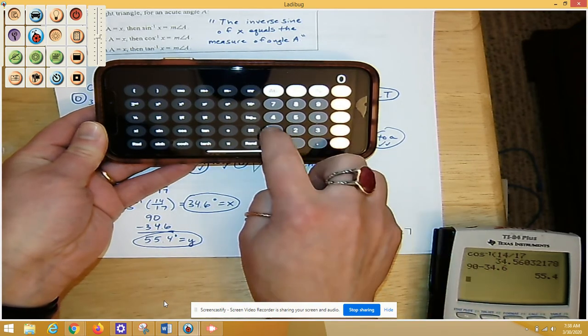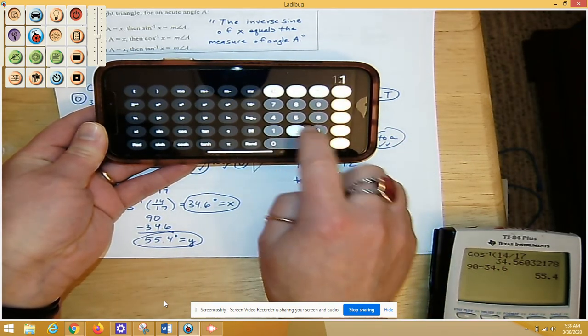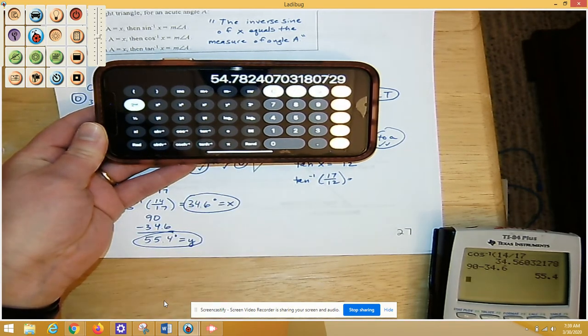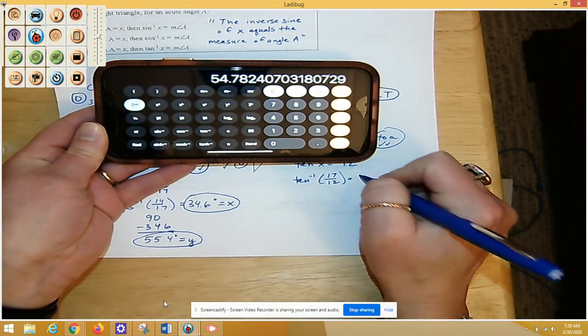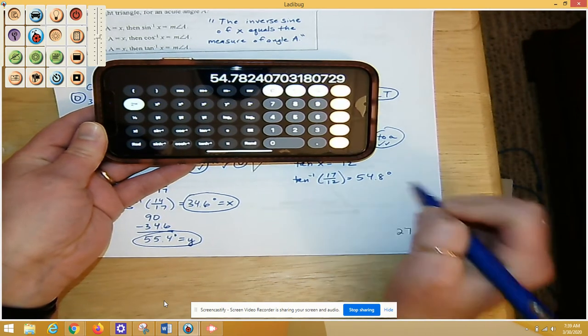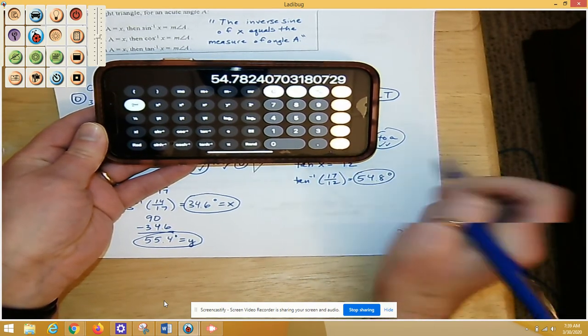So I'm going to do 17 divided by 12, hit enter, and I'm going to do second tangent, so see how it's the inverse tangent. I knew I did something wrong right away because I didn't get an acute angle. So I get 54.8 degrees.